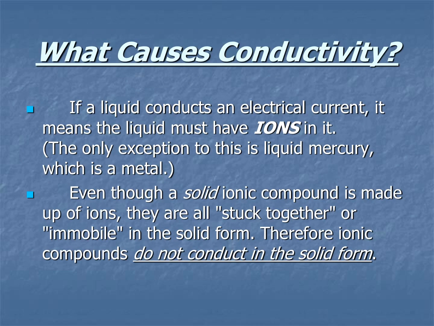So what causes conductivity? If a liquid conducts an electrical current, it means that the liquid must have ions in it. The only exception to this is liquid mercury, which is a metal. Okay? All of those metals do conduct electricity already, so it doesn't actually need to be in an ionic form for liquid mercury to conduct electricity. But all other liquids that conduct electricity have ions in them, meaning they're aqueous solutions.